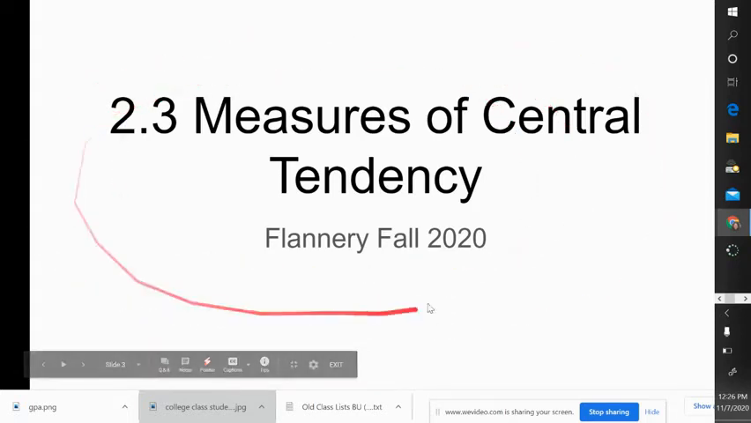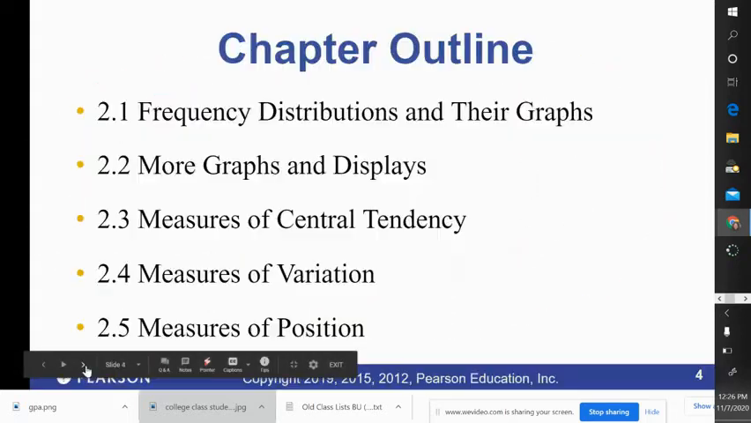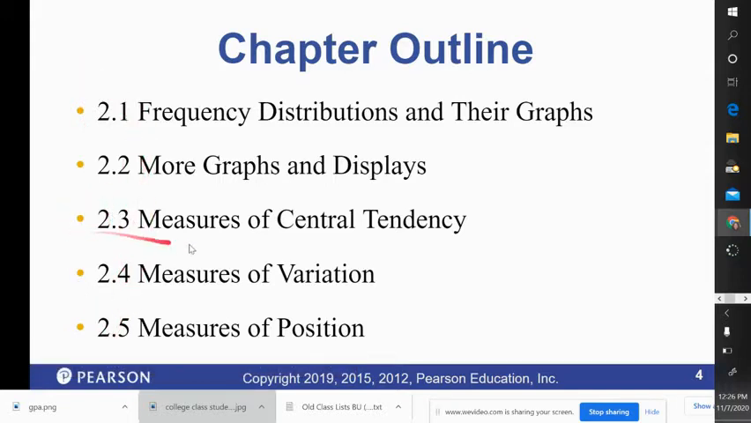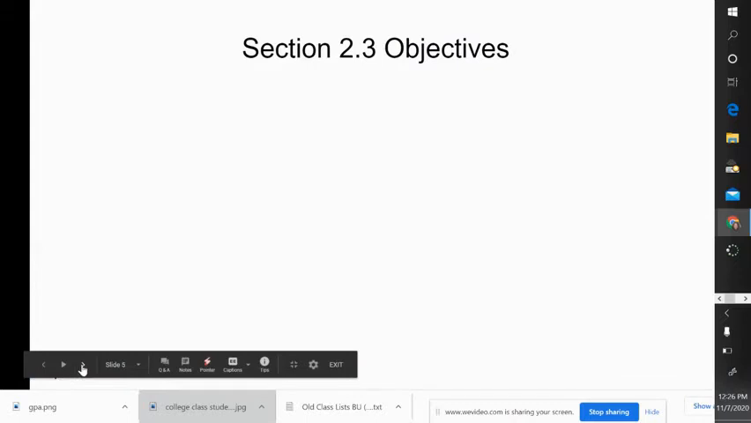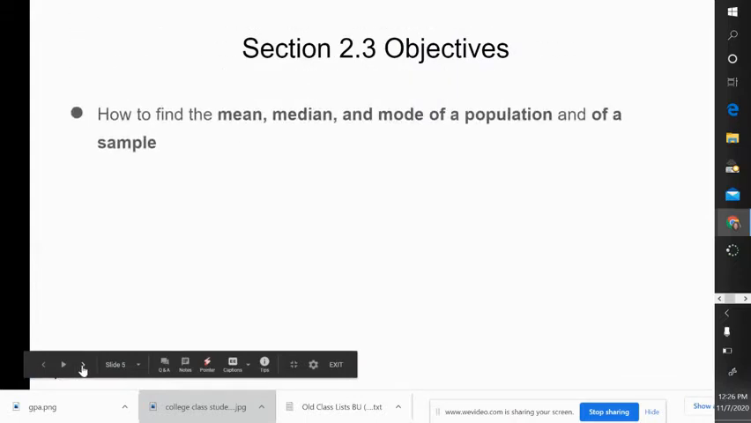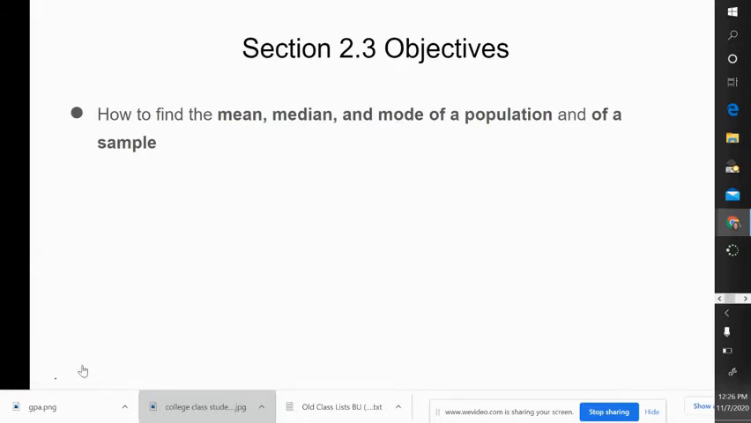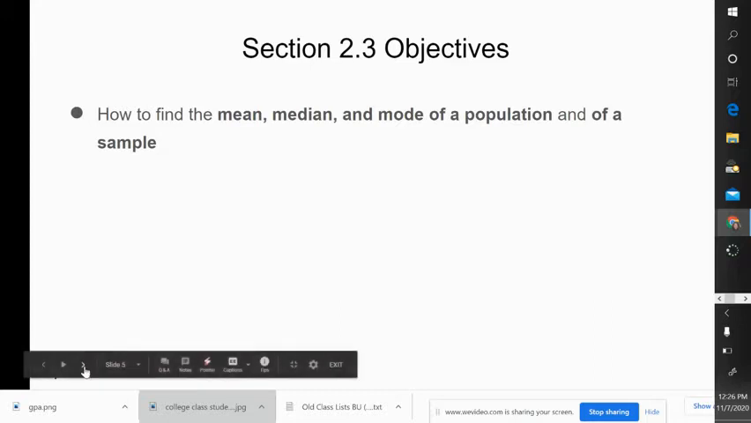Now we're going to talk about this section in the textbook, 2.3. And just to give you context where we've been, here's where we are. We talked about graphs for two sections. Now we're going to talk about how to measure the pattern, or central tendency. What does the information tend to do? And this is the main idea of what we're going to be doing: mean, median, and mode. That's old information. But new information is, we're going to do that of a population and of a sample.